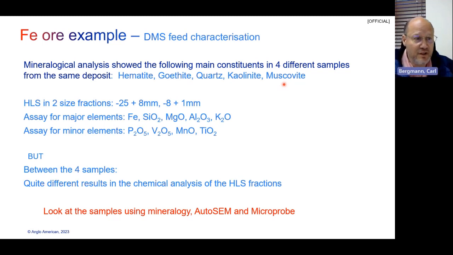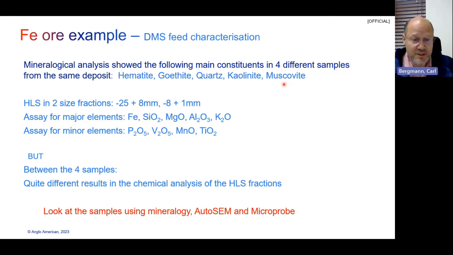We assay each fraction for the major elements and for the minor elements. And we think, all right, we're going to cut this ore at a density of 3.6, and we do that for all of the 4 samples, and we find that the product, the sinks at 3.6, has quite different chemical analysis. And the question is why? When we treat this ore, we can't keep changing the density so much in our plant. What's happened? And the way to find out is to look at the sample using mineralogy.